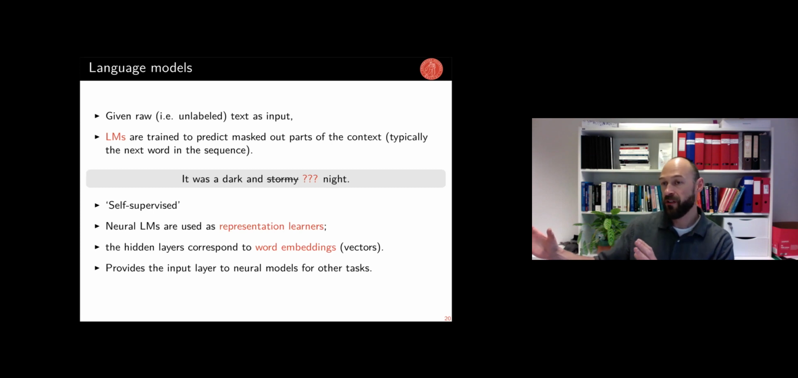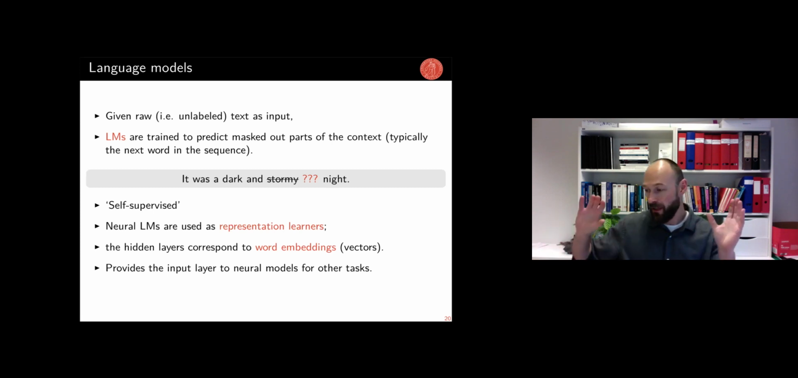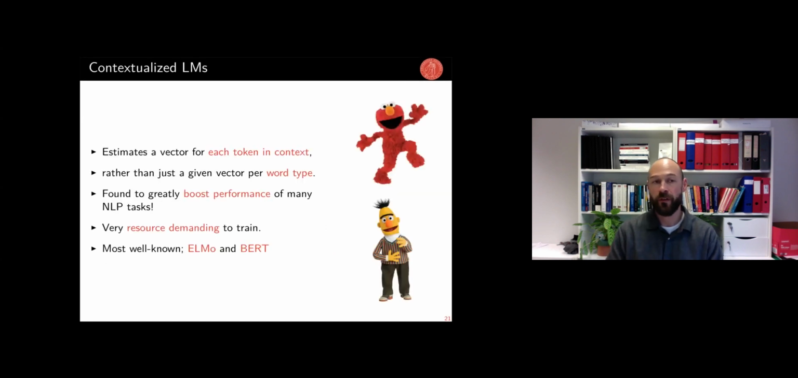You take the representations that the neural network learned for the individual words, and you use those representations as inputs to another neural model trained to perform sentiment analysis or named entity recognition or dependency parsing. And language models have become ubiquitous and very, very central in modern natural language processing.